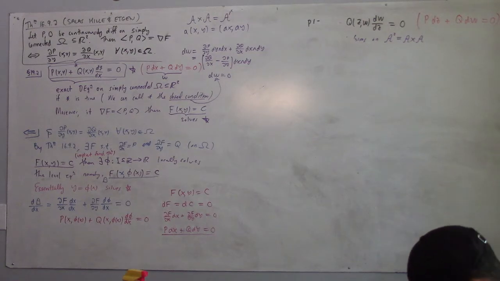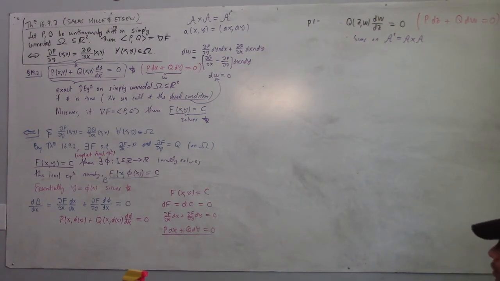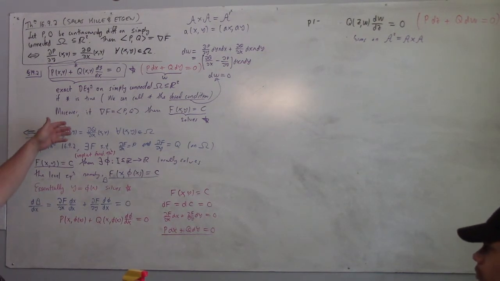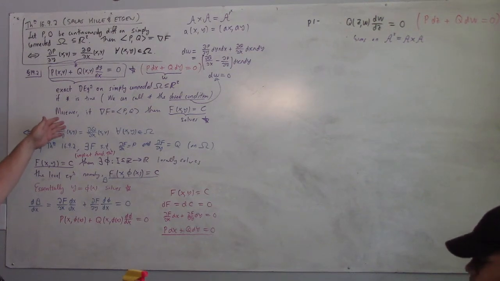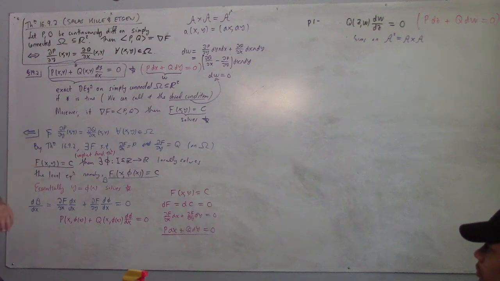Okay, so all of that said, you see the value of finding the potential function, right? Because if we can find f such that the gradient of f is p comma q, then the level curves of that potential function are solutions to the given differential equation, which is of course called an exact equation in this context.